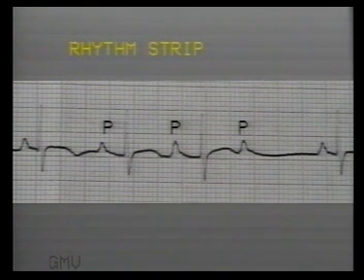Are the QRS complexes of normal configuration or bizarre? And are they related to the P waves or have their own different rhythm?